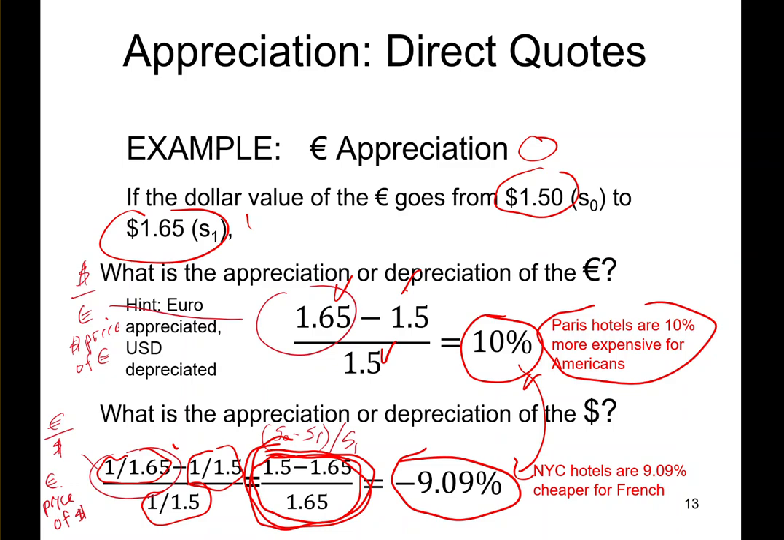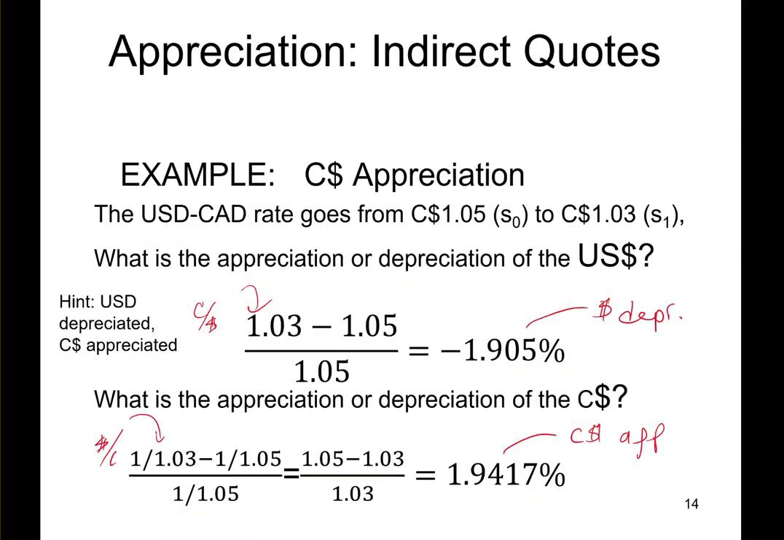So in this case, the exchange rate went from 1.50 to 1.65. That's a 10% appreciation of the euro. So hotels for Americans are 10% more expensive. And for Europeans, for Parisians, hotels in New York are, say, 9% cheaper. So let's look at another one.